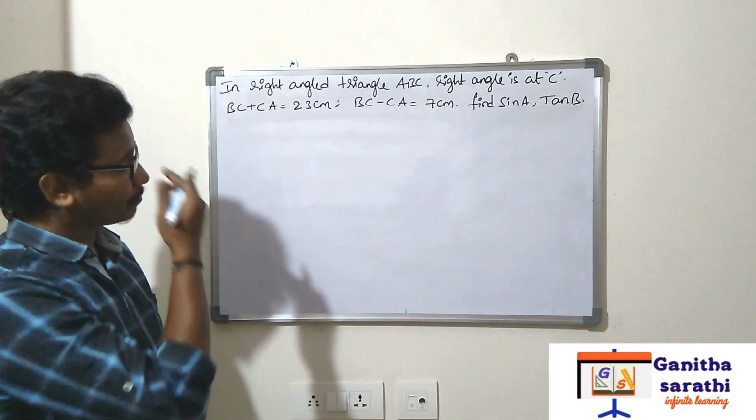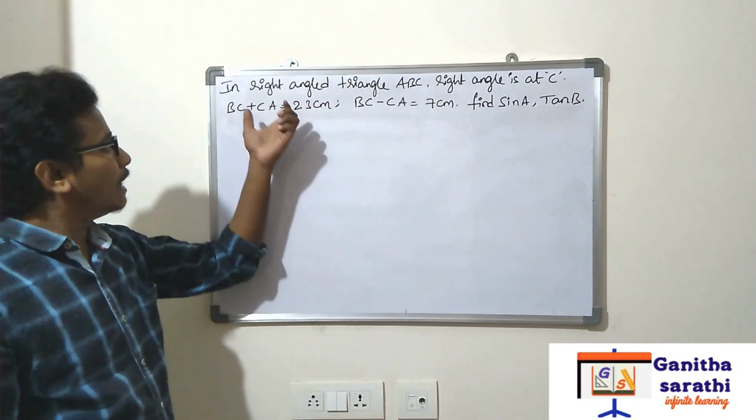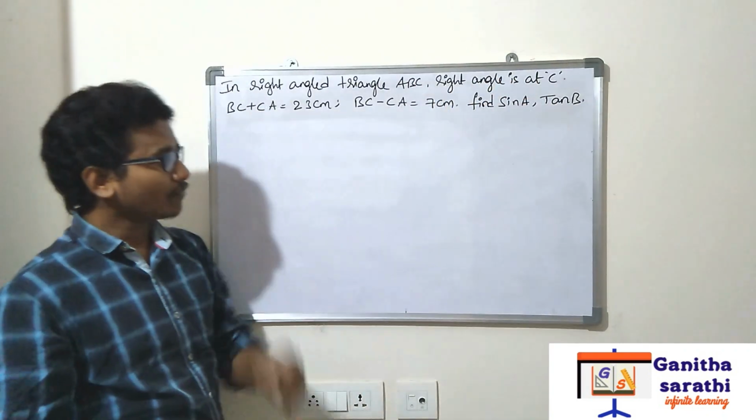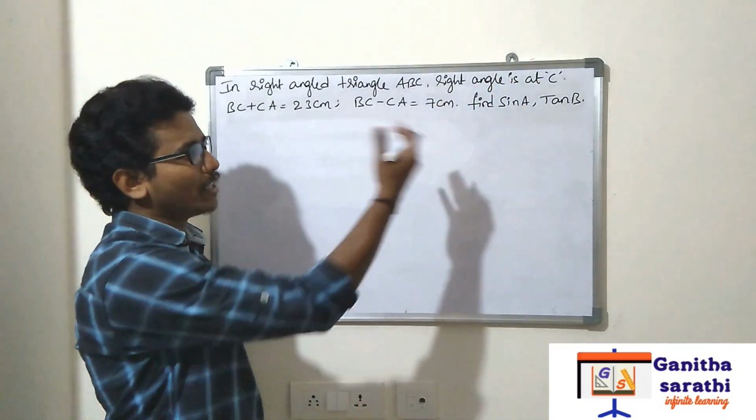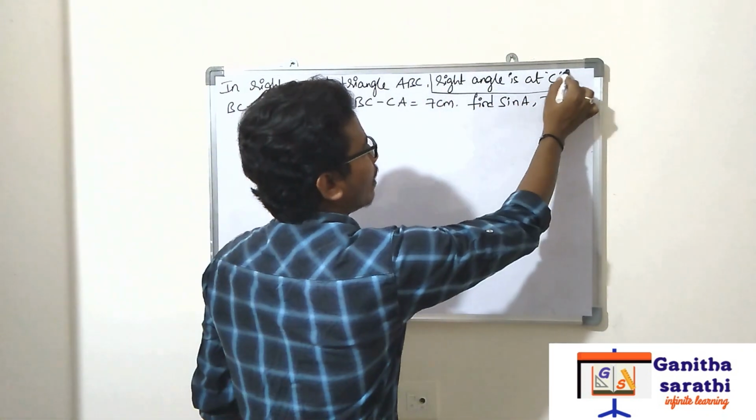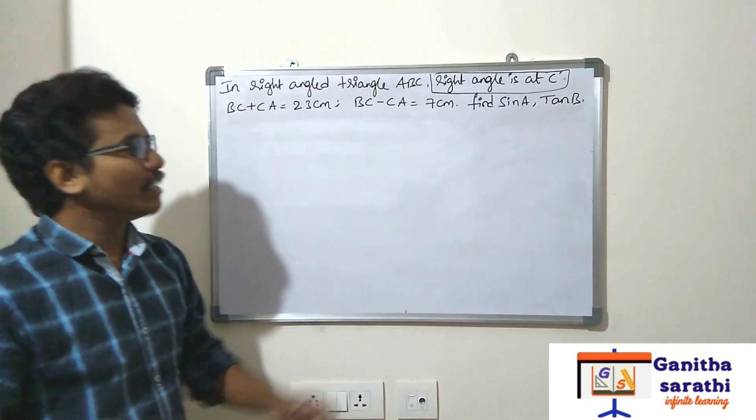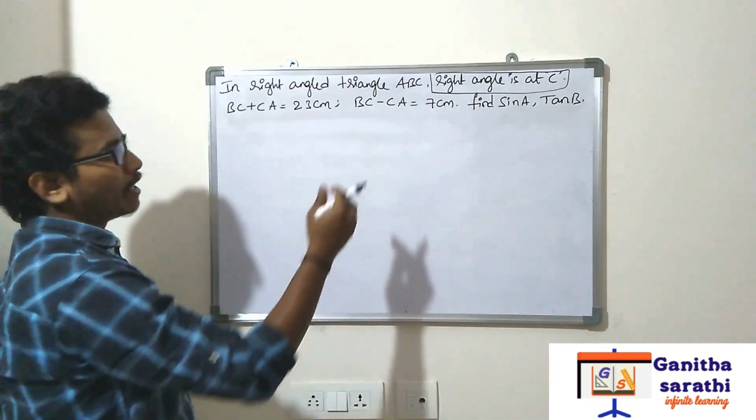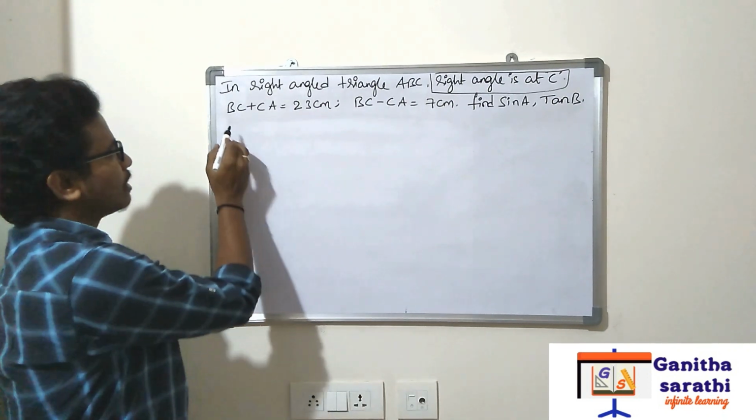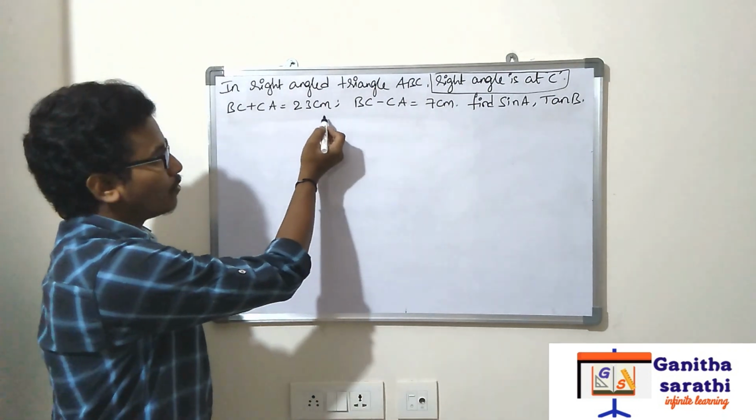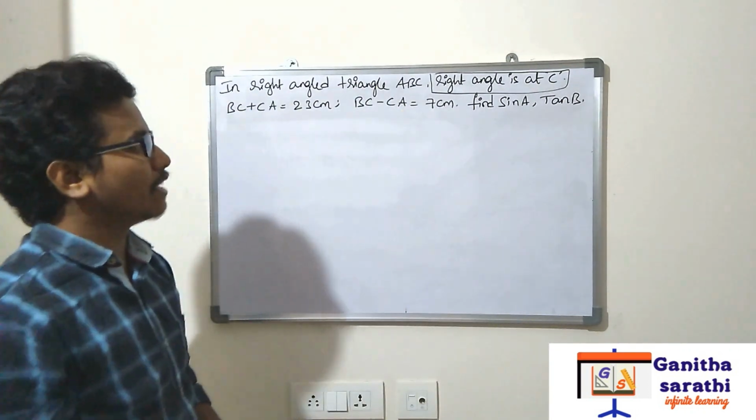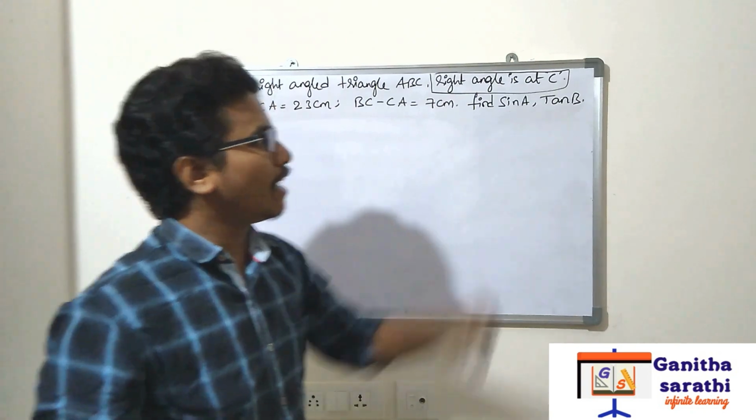This is the next one. See the question. In right angle triangle ABC, right angle is at C. Always remember, when we are solving trigonometric ratio problems, you have to observe where the right angle is given. Right angle is at C, and he is giving some information here. BC plus CA is equal to 23 centimeters, BC minus CA is equal to 7 centimeters. We have to find sin A and tan B.